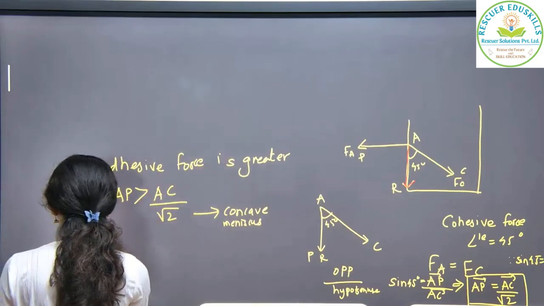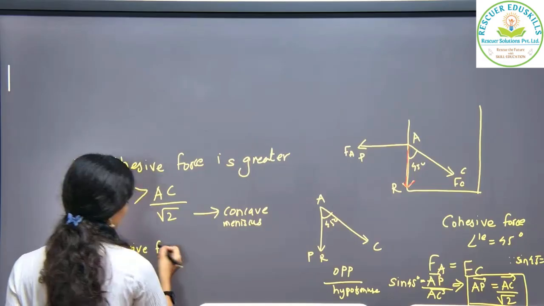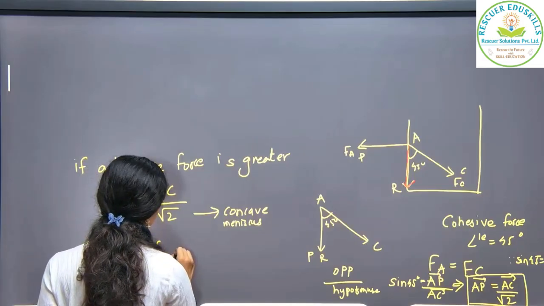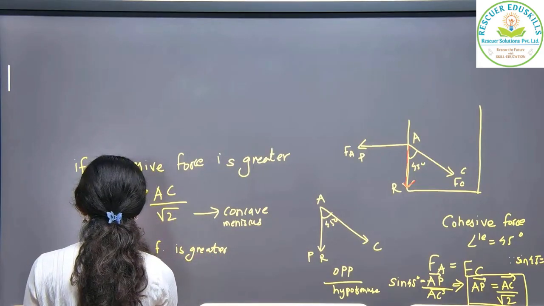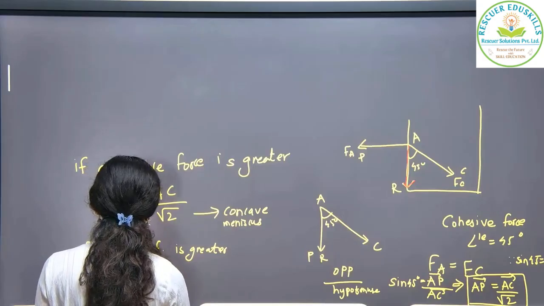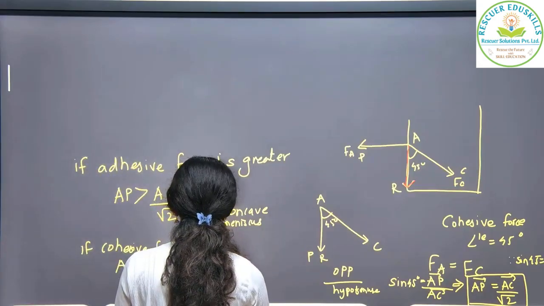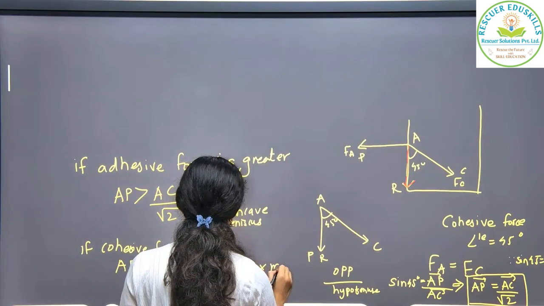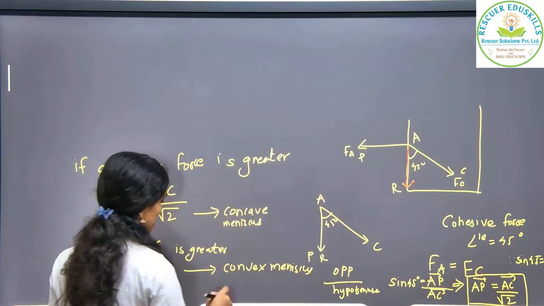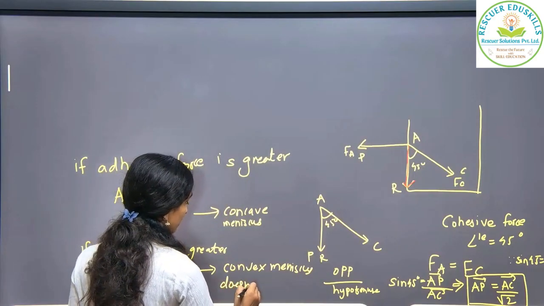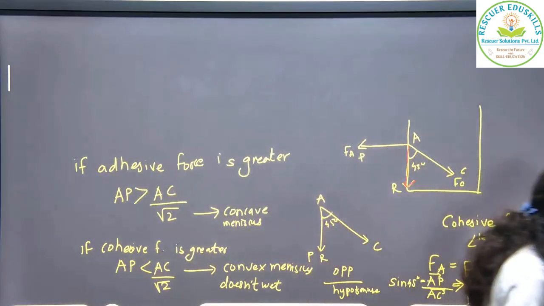So similarly, if cohesive force is greater, I am writing F instead of force, then AP is less than AC by root 2, and this will be convex meniscus. So what happens in a convex meniscus? Liquid doesn't wet the surface, like mercury. Okay. So write down these conditions.